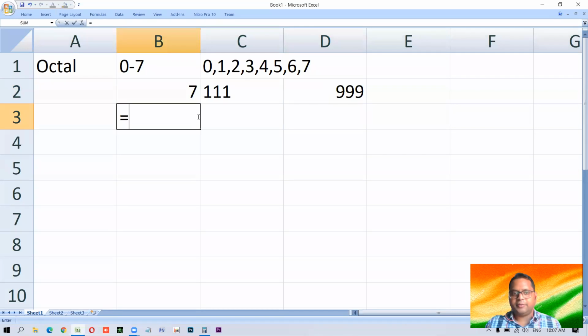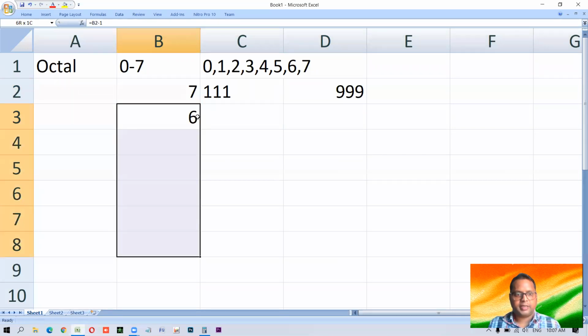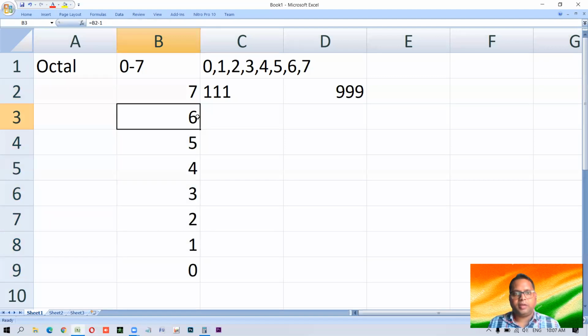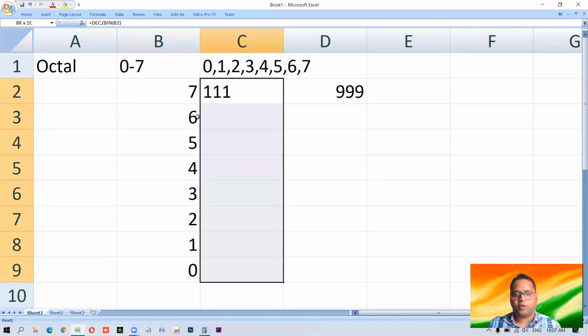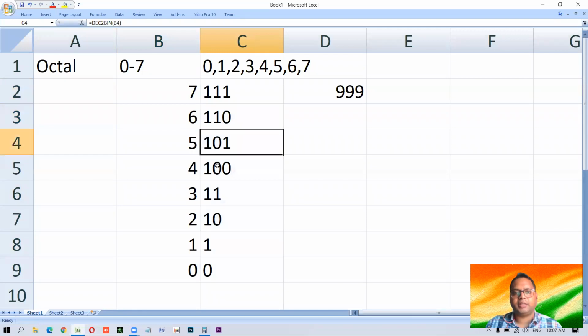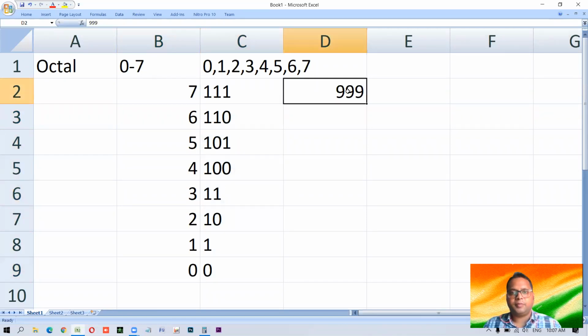Okay. So what comes after 7? This minus 1, it's 6. And this way, we have the set of all the octal numbers. And using the same formula, we can find the binary of all the numbers. 6 का binary ये होता है, इसका ये होता है, ऐसे like we can do. So this is how we have done. So let me tell you another way of finding out this.